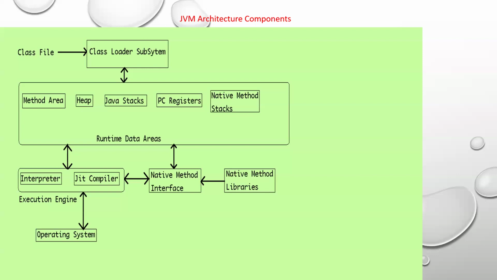Now, what is heap? Heap is one type of memory allocation, one type of location where it stores only objects. What is an object? What is a class? We will discuss tomorrow. But for now, you can just try to understand what this heap is. Heap is used to store the objects.